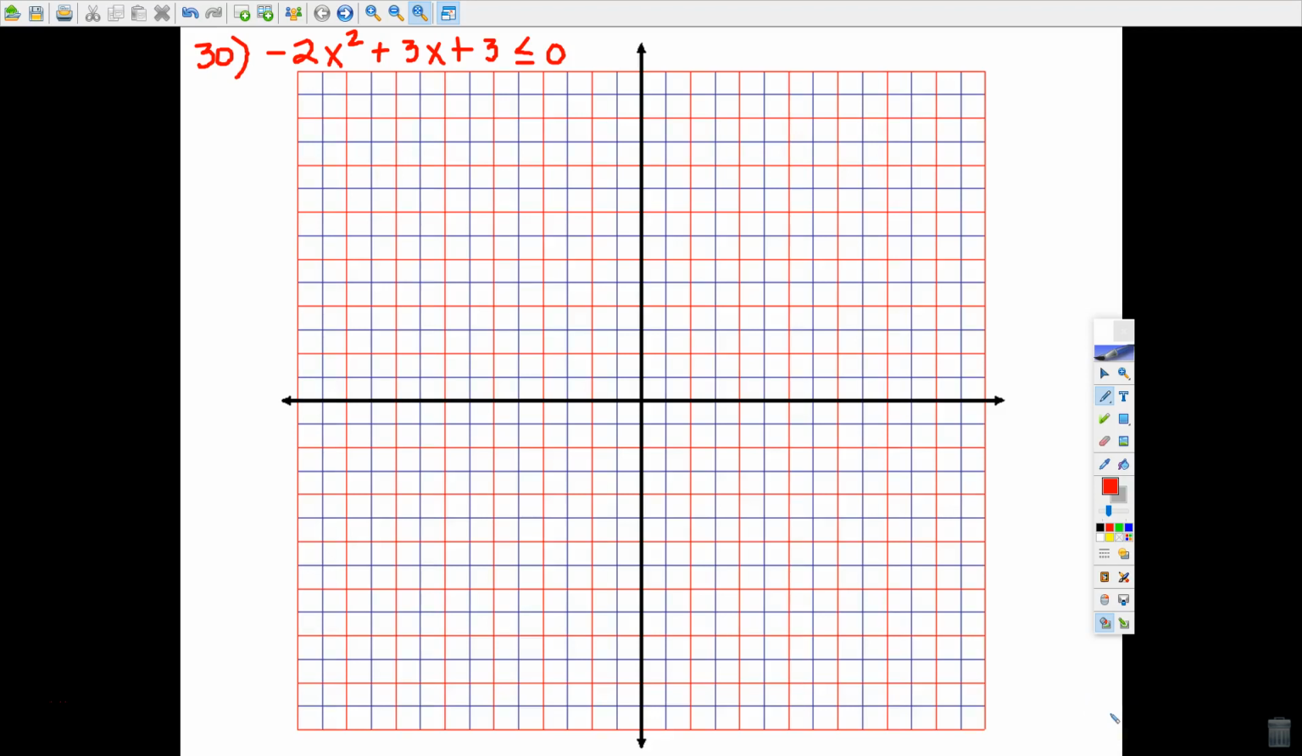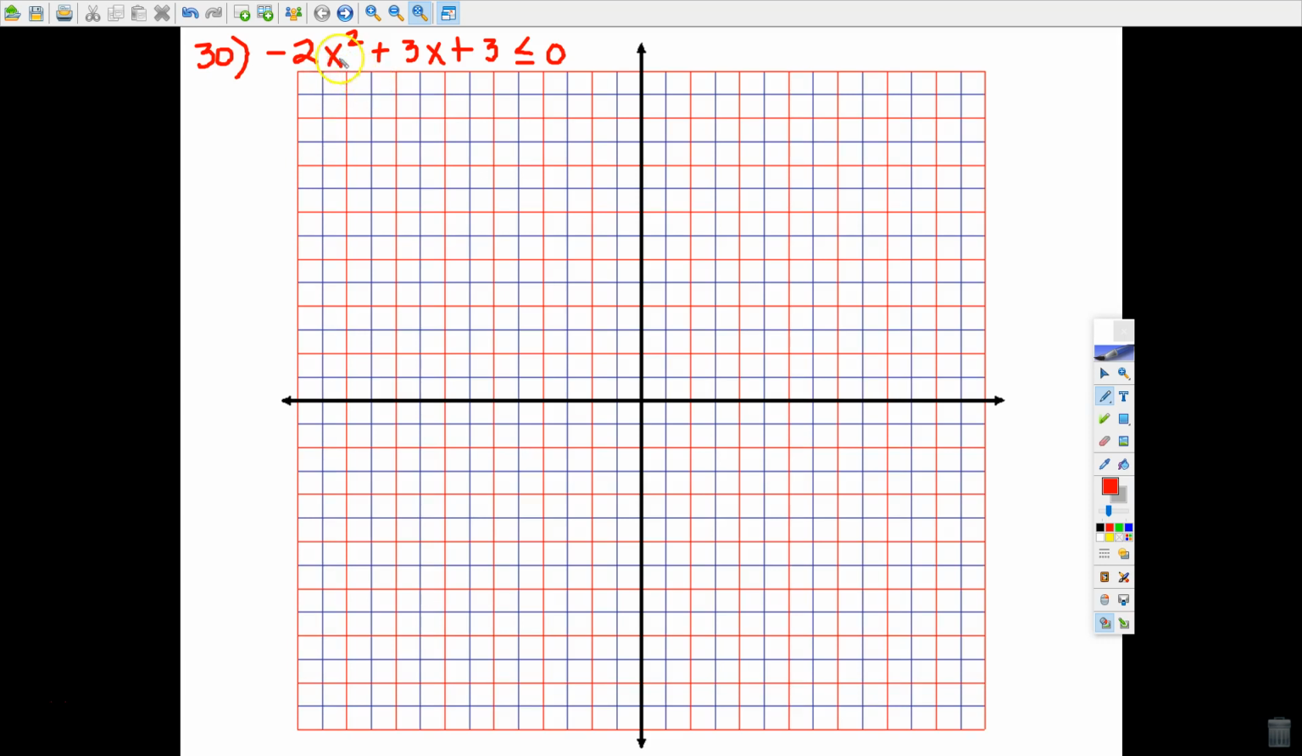Here's a little bit of homework help for Lesson 3.7, page 213. I've picked two problems. As you can see, this is number 30, and our directions are to solve this inequality by graphing. Okay, so we'll just get right into it.